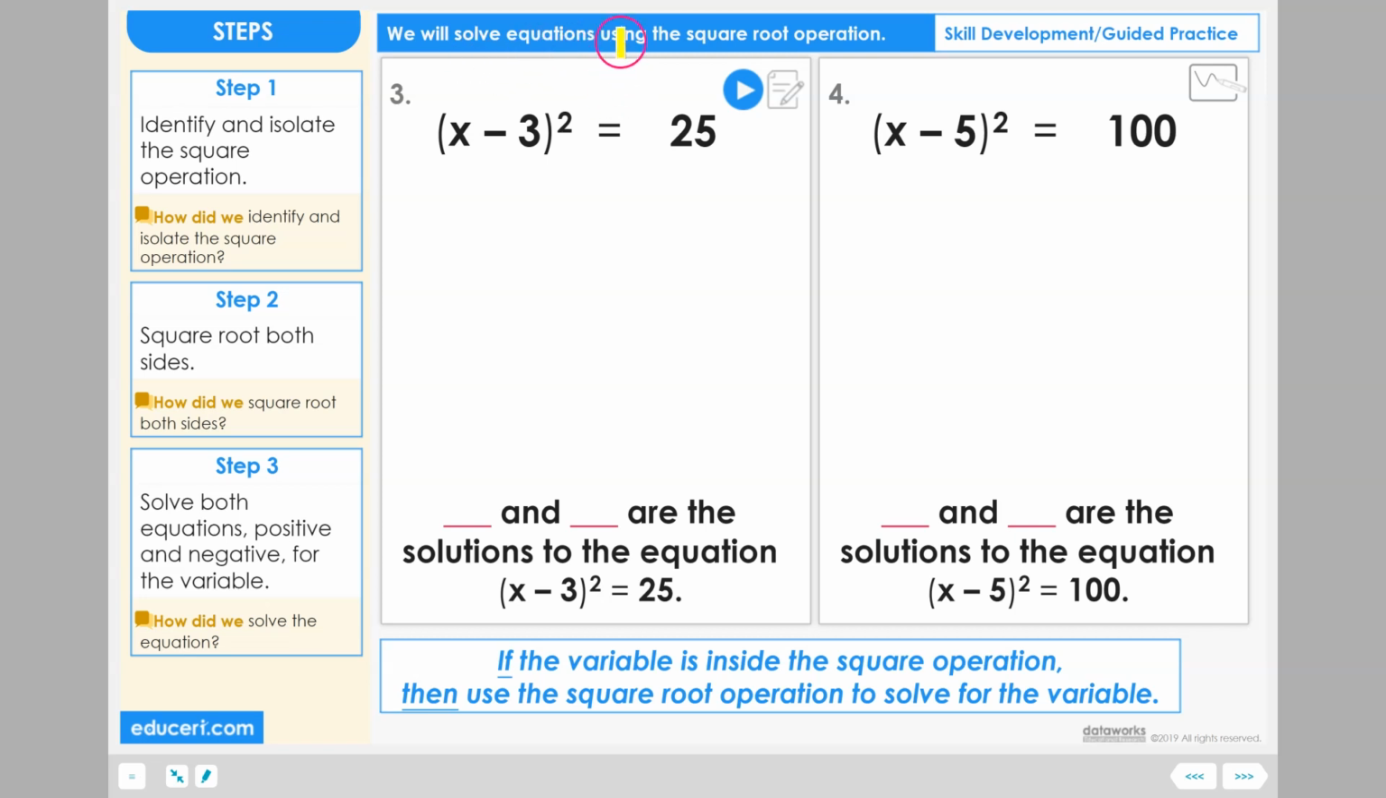Let's solve equations using the square root operation. Equation number 3. The quantity x minus 3 squared equals 25. We are going to have two solutions to this equation.